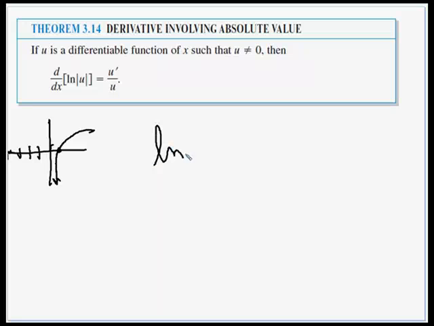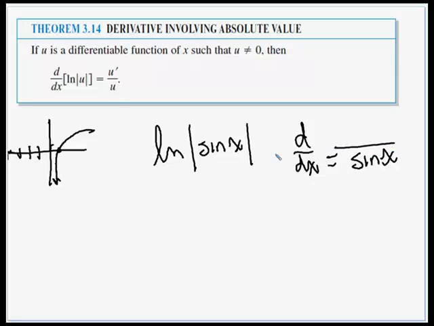Like if we did the ln of the absolute value of sine of x. Remember, sine can go between +1 and -1. We don't want to take the ln of those negative numbers between 0 and -1. And if we took the derivative here, d dx, the denominator would be sine x, and the numerator would be its derivative. Derivative of sine is cos of x.